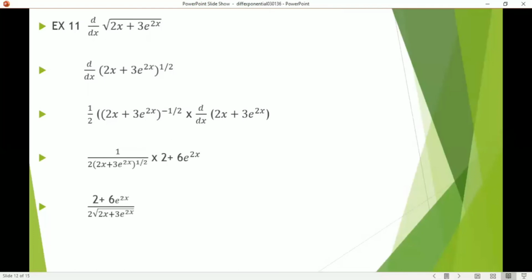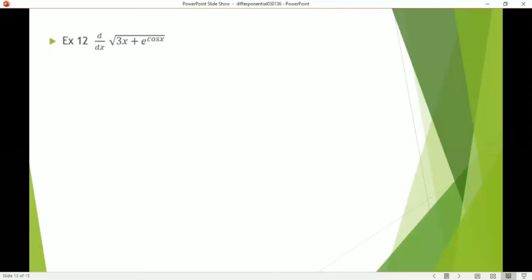The next example. So here we have to differentiate square root of 3x plus e to the power of cos x. Same principle, rearrange the term. Differentiating 3x plus e to the power of cos x, all to the power of half. How to differentiate? Simple, bring the half down, subtract 1 from the power and multiply by the derivative of the function.